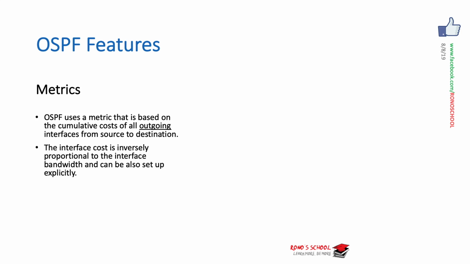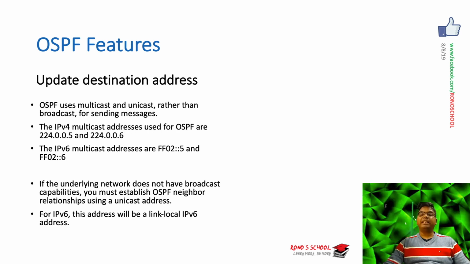OSPF uses a metric that is based on the cumulative cost of all outgoing interfaces from source to destination. The interface cost is inversely proportional to the interface bandwidth and can also be set manually. OSPF uses multicast and unicast rather than broadcast for sending messages.